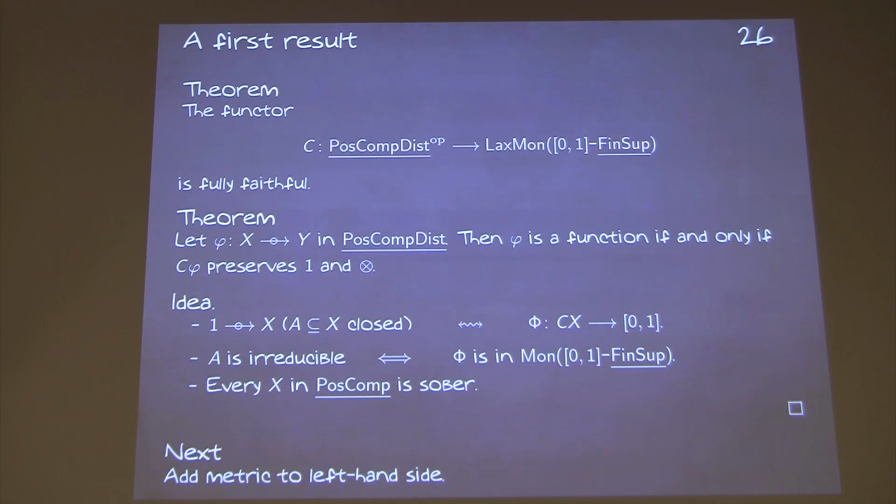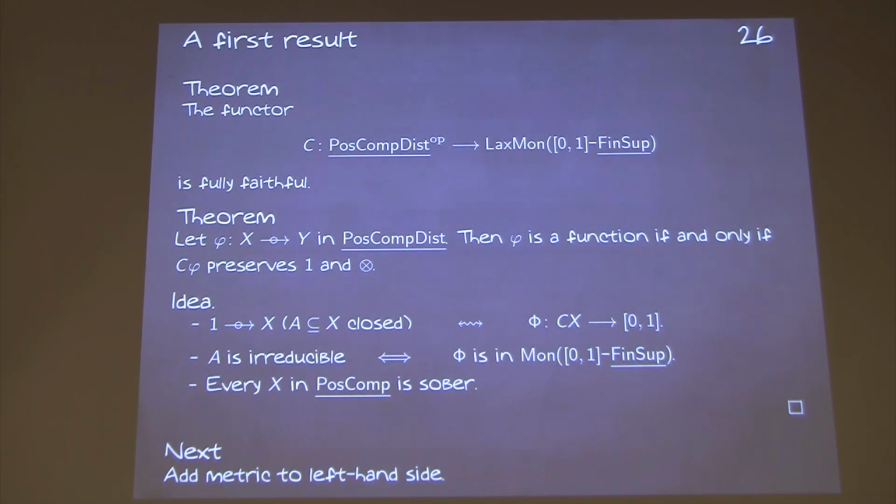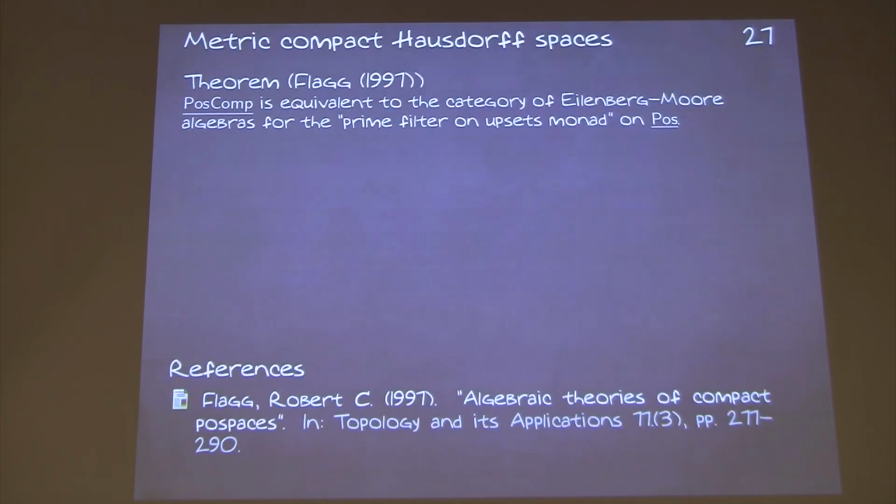So the next step would be that we also add metric on the left-hand side. So instead of partially ordered compact spaces, we would want to consider metric compact spaces, which I would need to define first. And in order to give the idea, I want to first recall a result which goes back to Flagg in 1997, which identified partially ordered compact Hausdorff spaces as algebras for a certain monad on partially ordered sets. So what we would want to do now is to substitute this category by metric spaces. But it isn't really clear how to translate the monad to the metric context. It's a monad of prime filters on upsets, which is not clear what that would mean for a metric space.